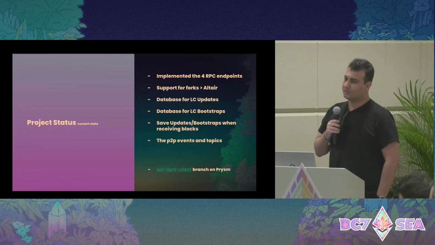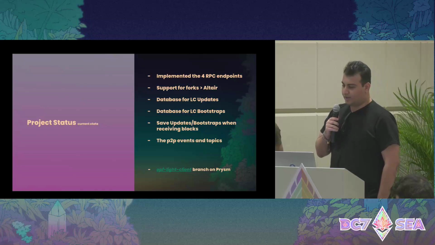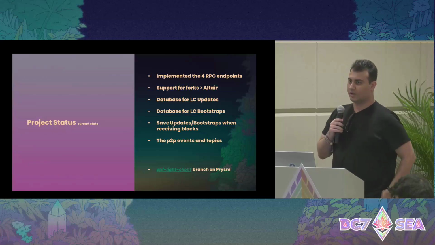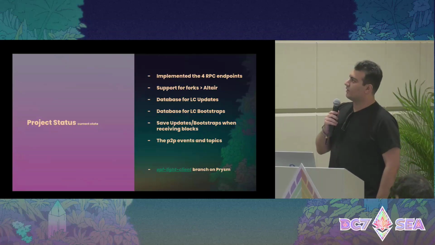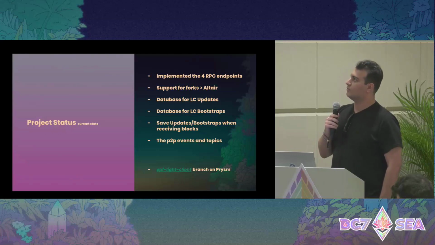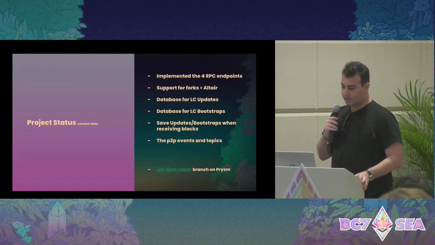We implemented 2 databases, one for light client updates and one for light client bootstraps, to store them and not have to compute them manually each time. We also implemented saving updates and bootstraps when receiving new blocks. Unfortunately, we still haven't implemented saving them while syncing. The P2P events and topics were also implemented, so these functions are exposed not only through the Beacon RPC but through the P2P network as well. These are all visible on the EPF light client branch on Prysm.